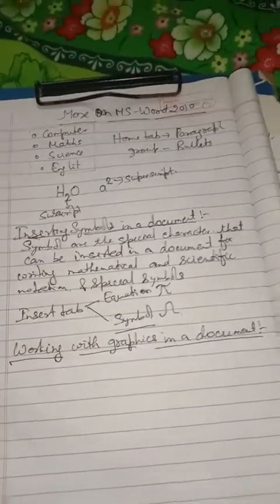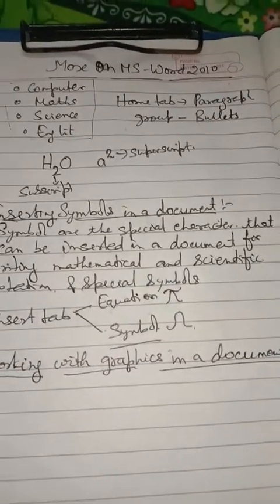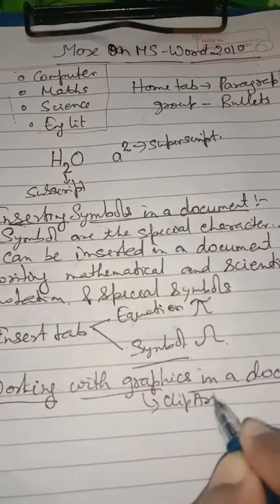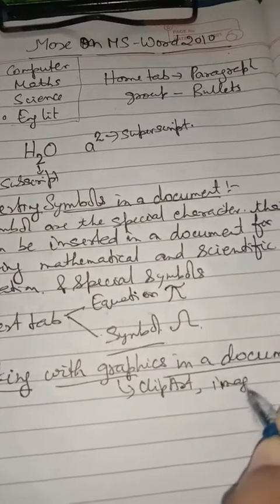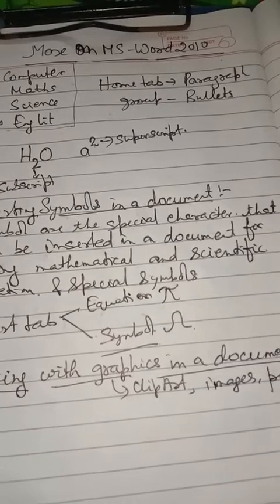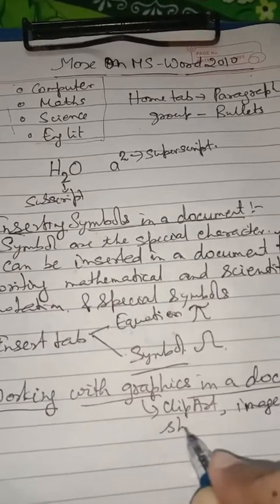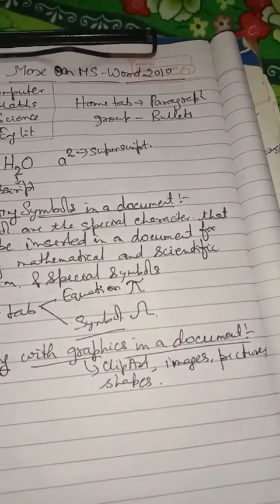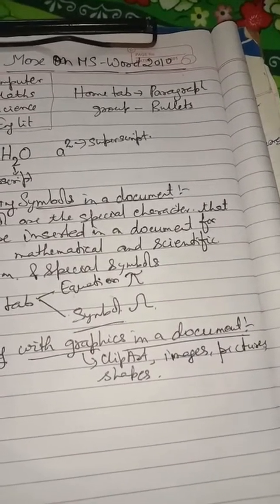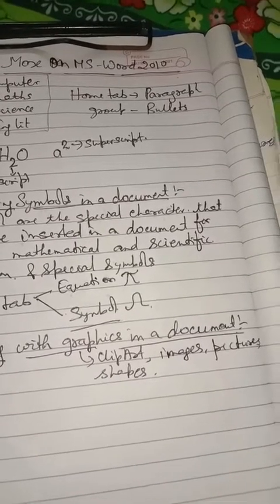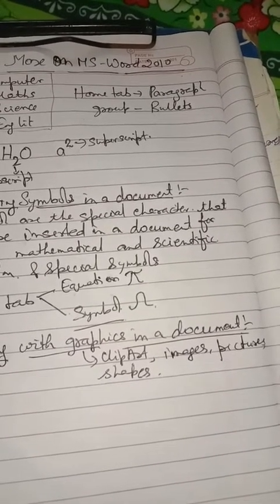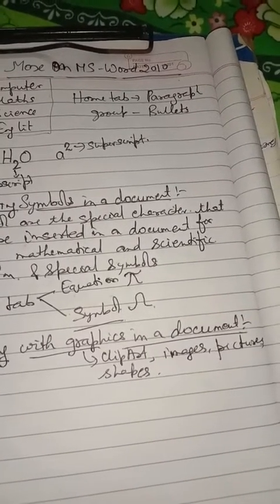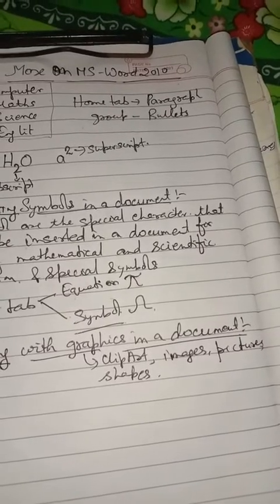Now what does graphics include? Graphics include clip art, images, pictures, shapes, etc. All these are the different types of graphics that we can add in our program to make our document look more attractive, to improve the appearance of a document. We can use different types of graphics while creating documents such as posters, greeting cards, etc.